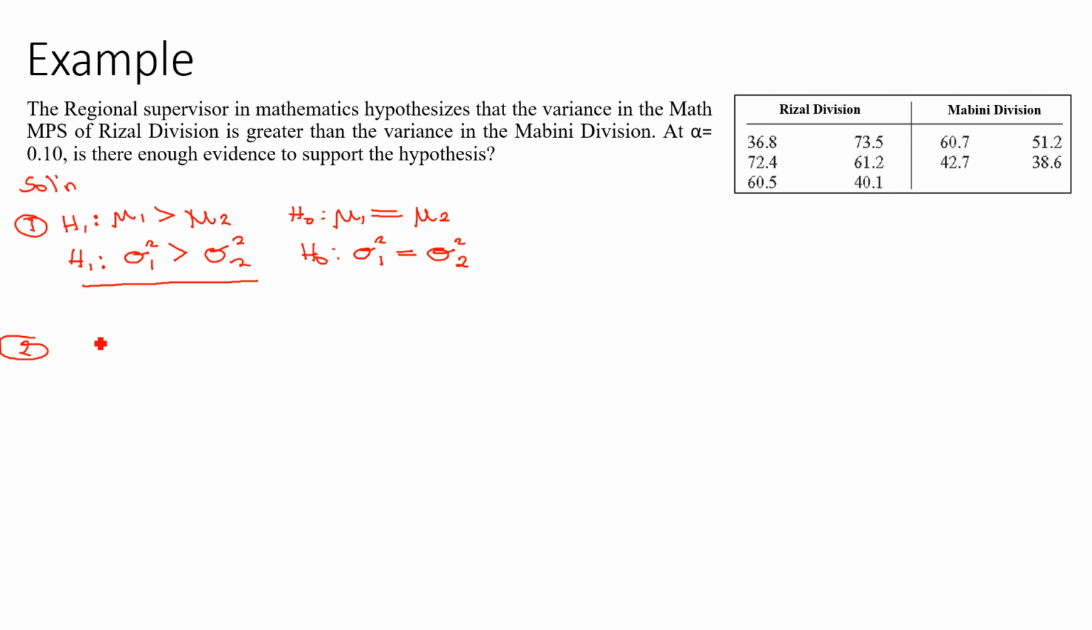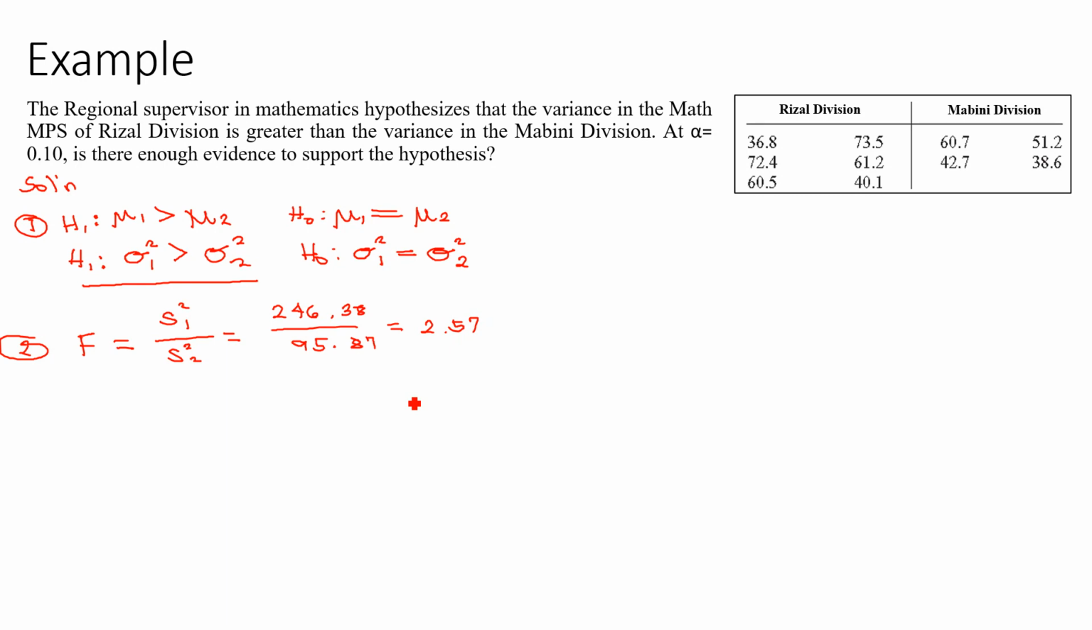So in this case, we now have that our computed F test, or the computed F value, since we have the formula of the sample variance of the Rizal over the sample variance of the Mabini, is just equal to 246.38 over 95.87, which is just equal to 2.57. So that is our computed F value.